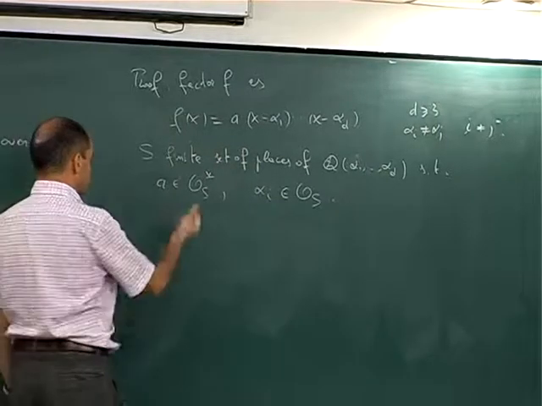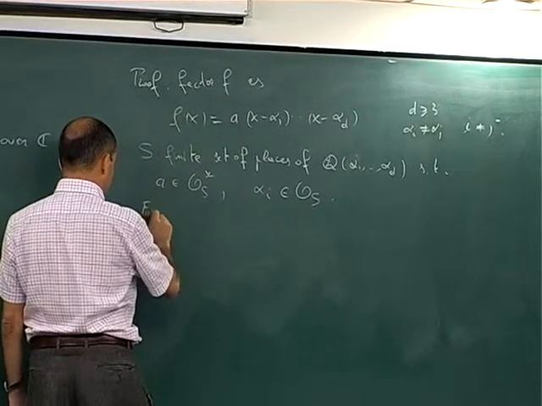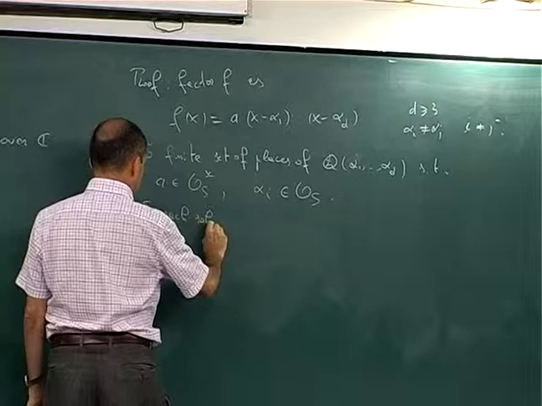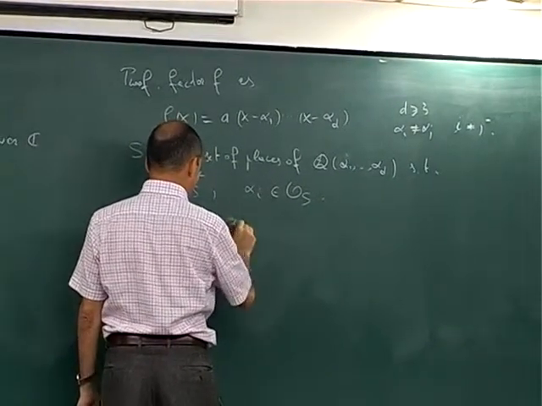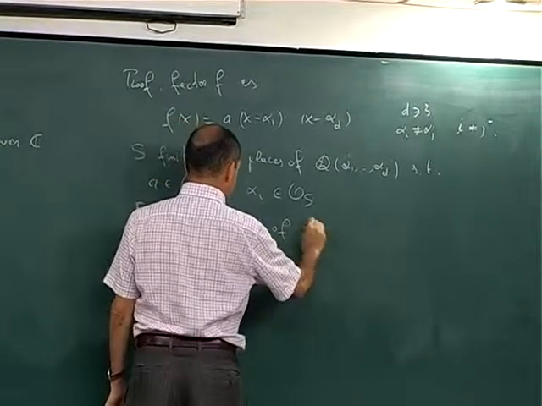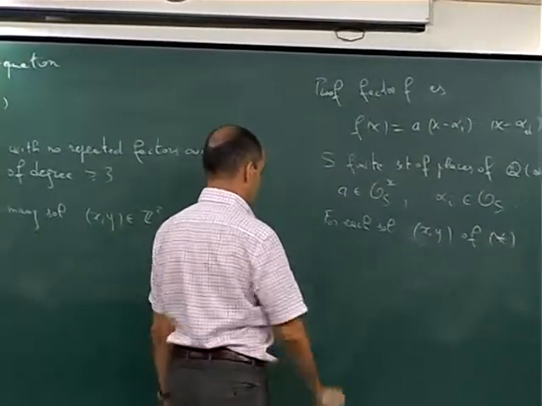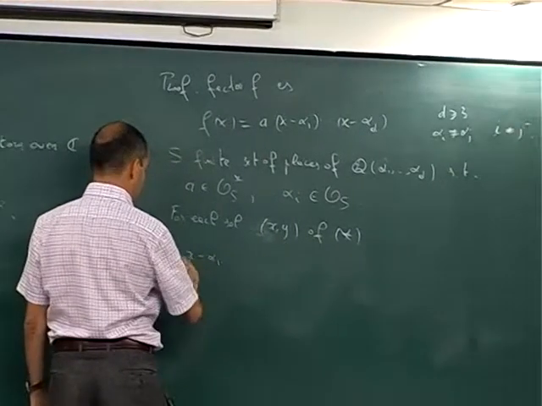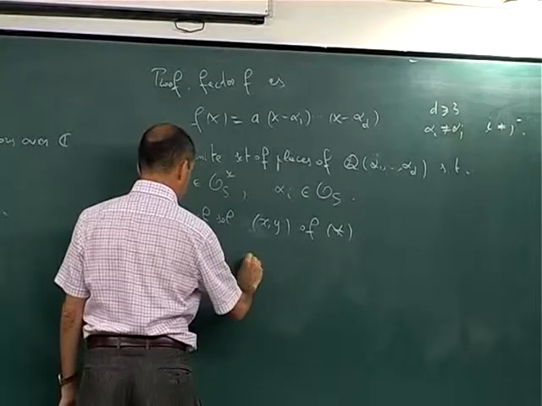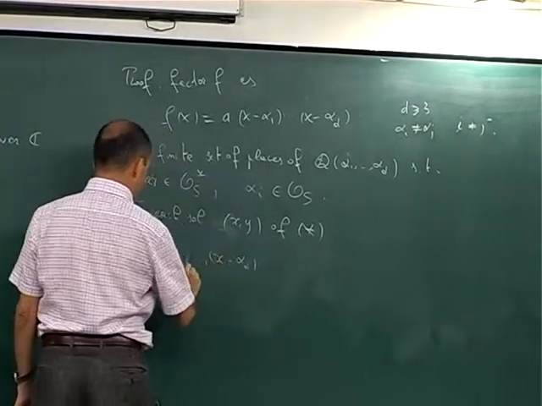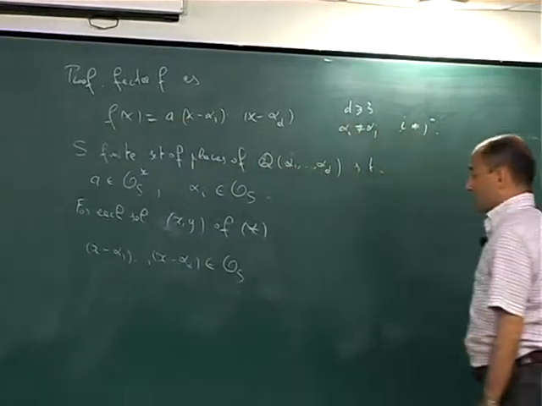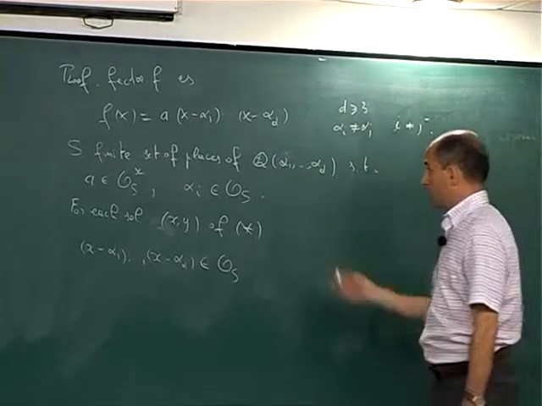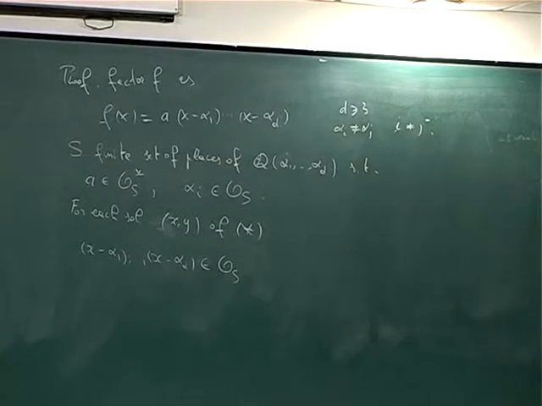So for each solution x, y of this equation, we have that x minus alpha 1, ..., x minus alpha d are all S integers, and this product is a square.